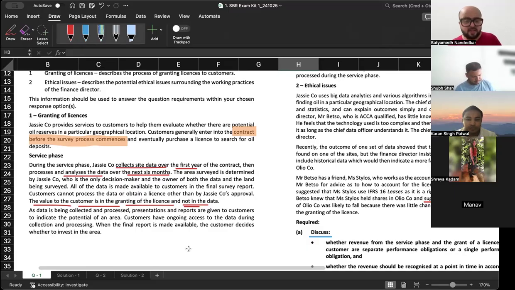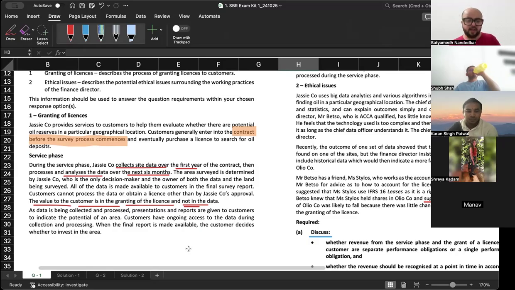The area surveyed is determined by Jassie Company, who is the only decision maker and the owner of both the data and the land being surveyed. So Jassie Company owns the land also, Jassie Company owns the data also. All of the data is made available to customers in the final survey report. Customers cannot process the data or obtain a license other than by Jassie Company's approval. The value to the customer is in the granting of the license and not in the data.